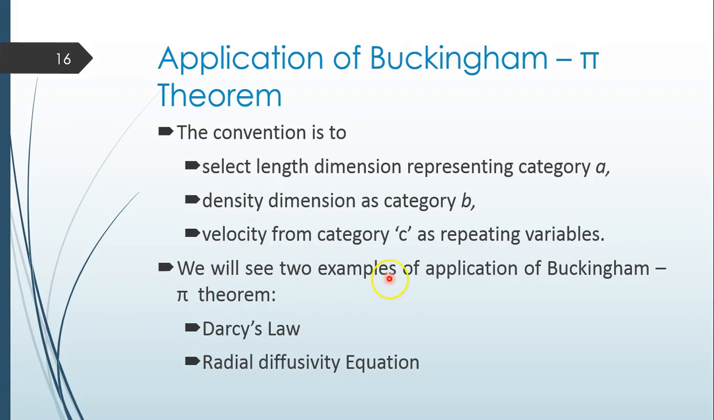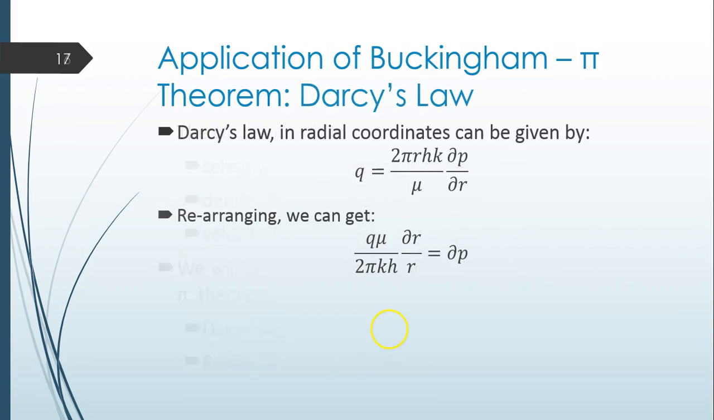So we will see two examples of application of the Buckingham pi theorem. One we will be applying on Darcy's law, and the second we will be applying on the radial differential equation. Darcy's law in radial coordinates can be given by q is equal to 2 pi r h k by mu del p by del r. Rearranging, we get q mu by 2 pi k h del r by r is equal to del p.